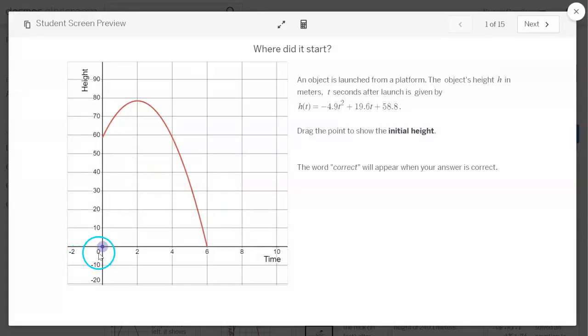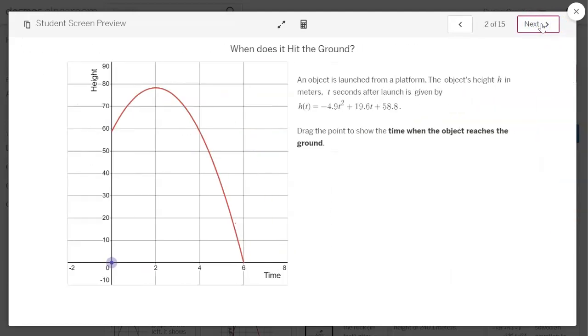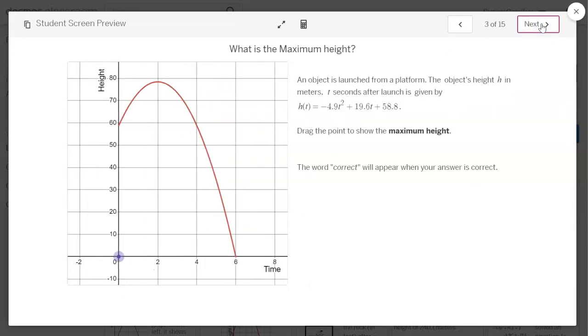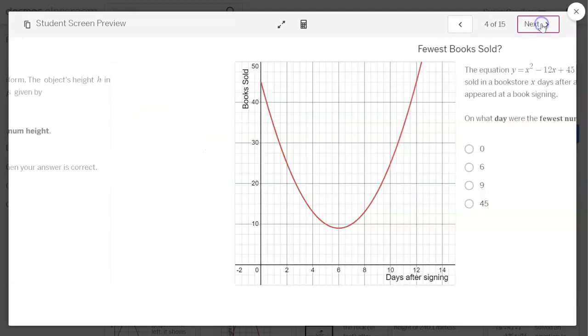On screen 1, they will drag this purple point to the initial height, and it will say correct on the graph when that is in the right spot. On screen 2, they will take the purple point and place it at the time when the object reaches the ground. And that will be another one that says correct when they get it right. And then the third one is the maximum height. So they will drag the point to the maximum height and correct will appear.